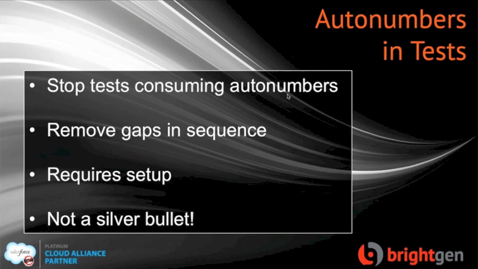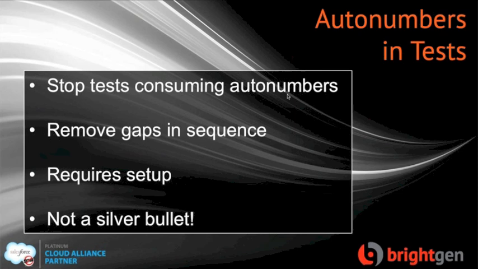Now, a lot of the time you want those to be contiguous. You don't want any gaps in there. You want each time a record is created for it to get the next available auto number. Unfortunately, unit tests consume auto numbers. So if you have a unit test which creates 50 test records, then at the end of the test, you'll have a gap of 50 in your auto number because those are consumed rather than being rolled back as part of the test process.